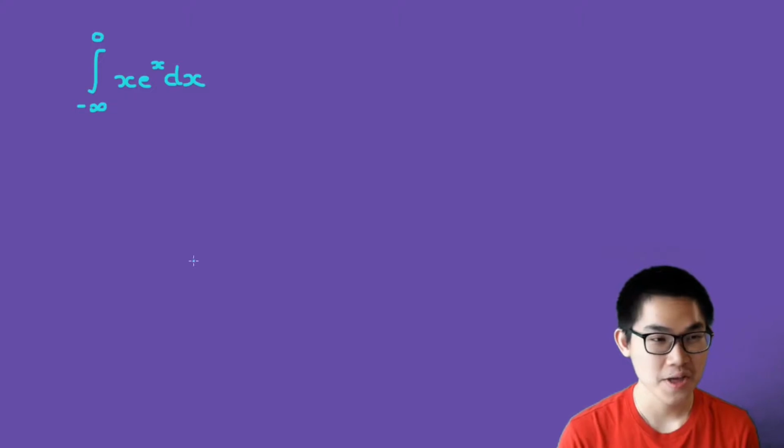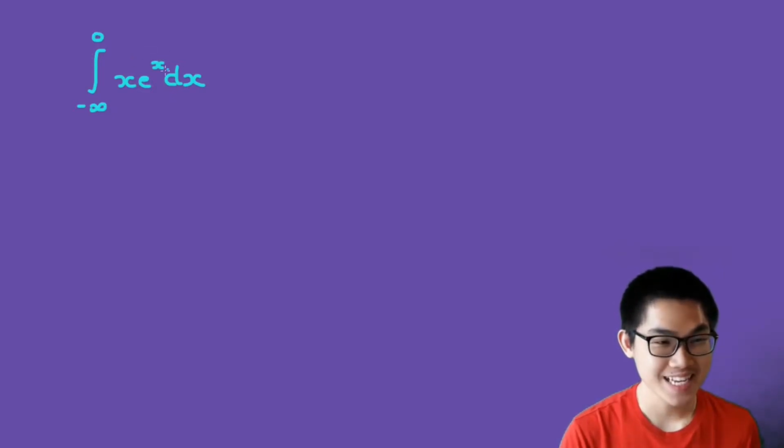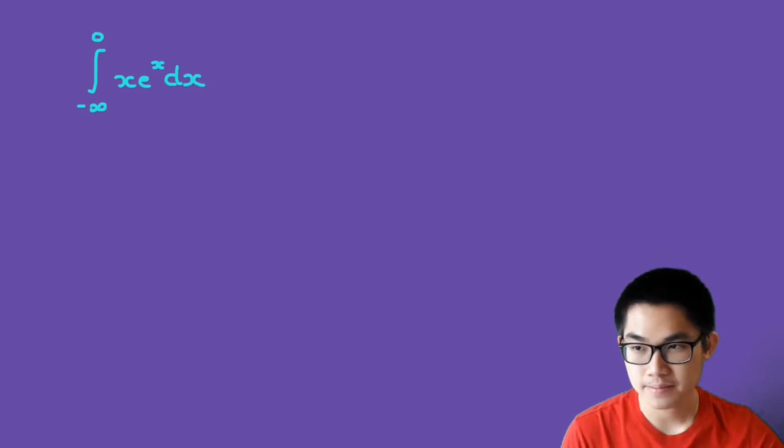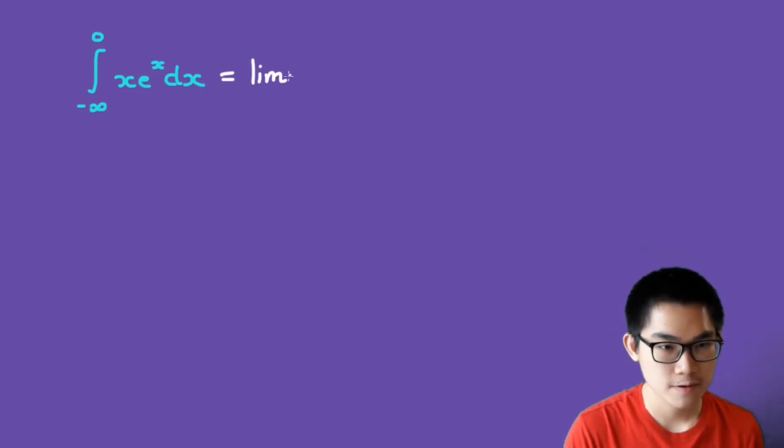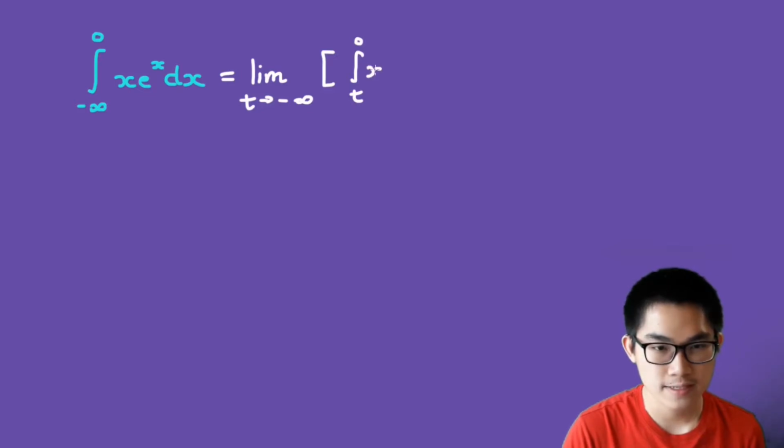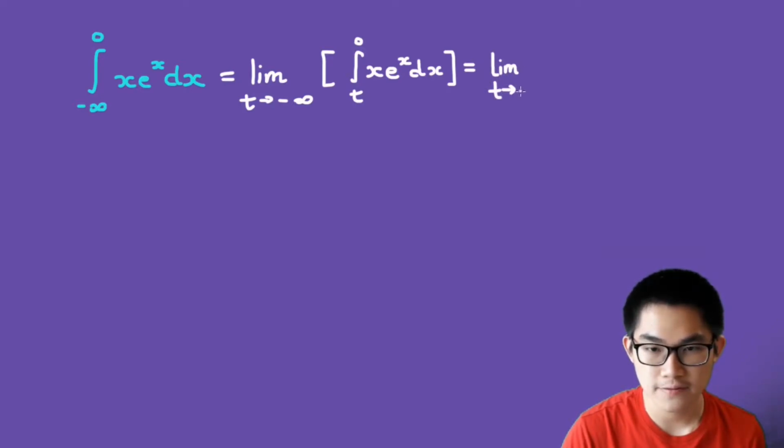Now it's your turn. We have an integral from negative infinity to 0 of x times e to the power of x dx. Feel free to pause this video and try this, and then we'll go over the solution together. Okay, so this is going to be the same as the limit as t approaches negative infinity of the integral from t to 0 of x times e to the power of x dx, which is equal to the limit as t approaches negative infinity of f of 0 minus f of t.